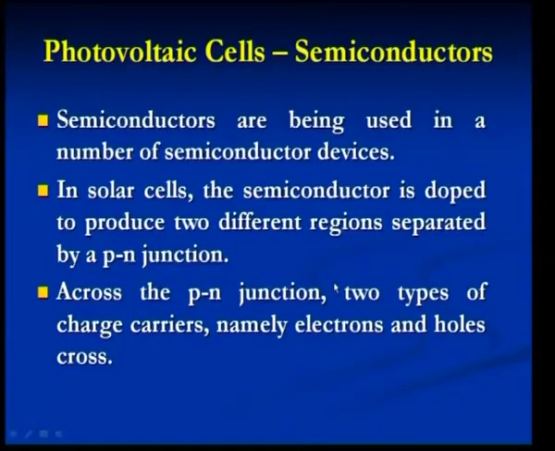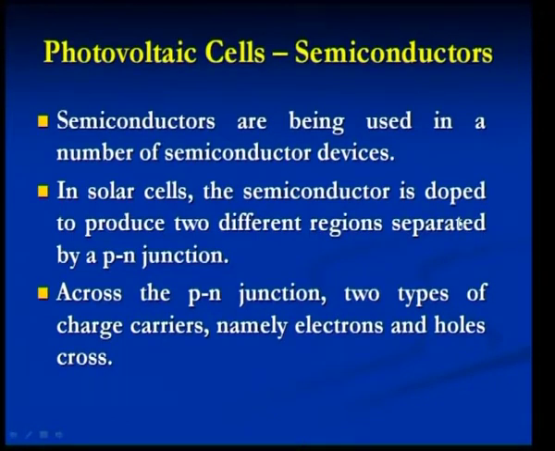Semiconductors are being used in a number of semiconductor devices. Such a construction of photovoltaic cell based on semiconductors is being used for various applications and various electronic devices. In solar cells, the semiconductor is doped to produce two different regions that are separated by a junction called the p-n junction, and across this p-n junction two types of charge carriers, namely the electrons and the holes, cross.